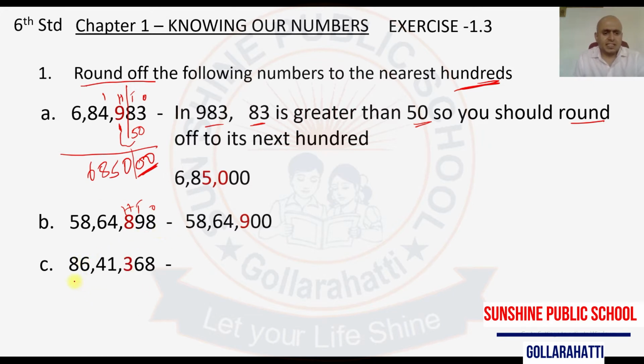The next is 86,41,368, and again round off to the nearest hundred. So look at the next digits, ones and tens. The tens number is more than 50. You should add 1, so this becomes 4. That is 86,41,400. So this becomes 86,41,400.